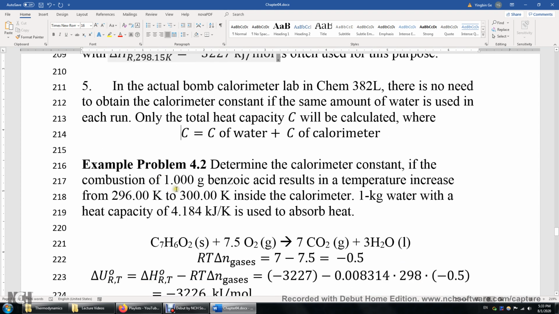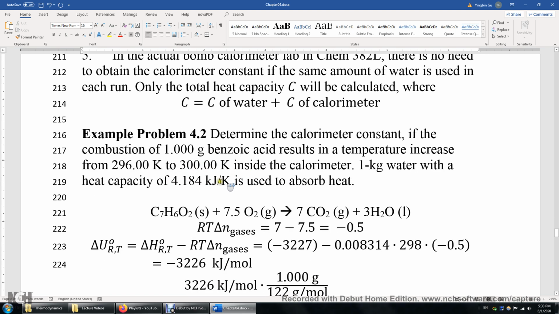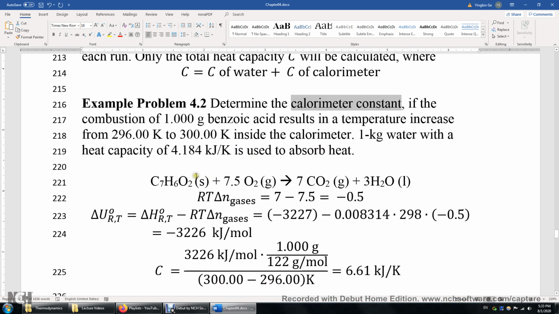Now let's look at one example problem. Let's look at benzoic acid. Let's combust 1 gram of benzoic acid and determine the calorimeter constant. First, write out the equation. The reason is we need to know the coefficients in front of the gases: 7 CO2 versus 7.5 O2. The change of the number of moles of gases per mole of reaction is negative 0.5. Again, it's negative 0.5.